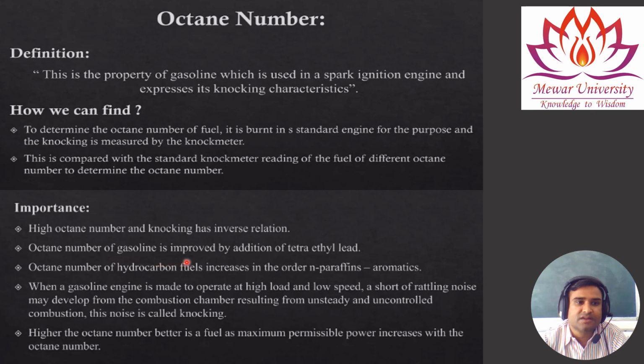The octane number of gasoline is improved by the addition of tetraethyl lead, and the octane number of hydrocarbon fuel increases in the order of normal paraffin, aromatics. When a gasoline engine is made to operate at high load or low speed, a sort of rattling noise may develop from the combustion chamber, resulting from unsteady and uncontrolled combustion. This noise is called knocking. So the higher the octane number, the better the fuel, as the maximum permissible power increases with the octane number.